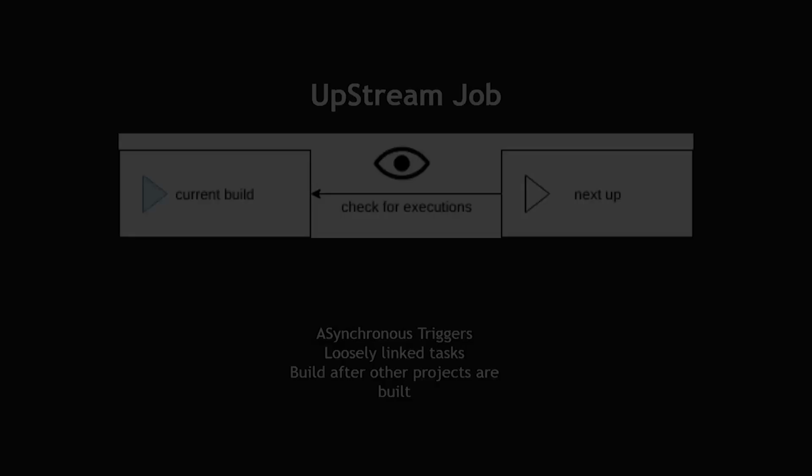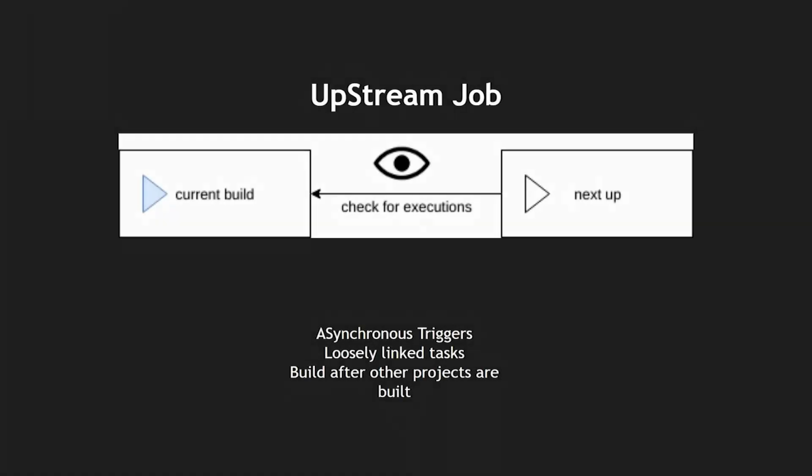In an upstream job, the stages are executed asynchronously. It basically follows the logic of build after other projects are built. All these steps are consolidated and called the Jenkins pipeline. This pipeline is defined in a file called Jenkinsfile. This Jenkinsfile can be written in two ways: the declarative way and the scripted way.